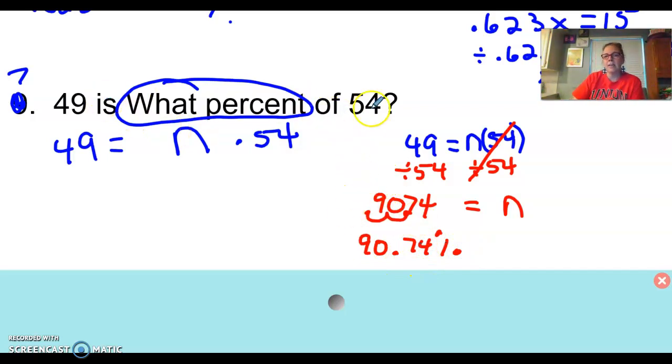And does this make sense? If you took a quiz that had 54 questions on it and you got 49 correct, that's pretty good. You got most of them correct, so you should have a high score, like a 90.74.